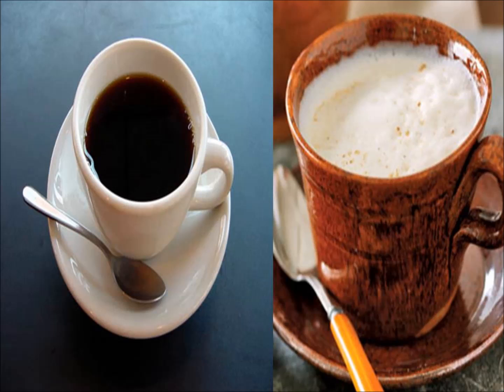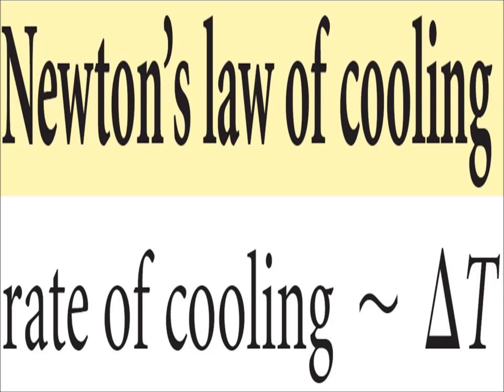A good absorber of energy is a good emitter. A poor absorber is a poor emitter. That's the rule. So the white coffee is a poor absorber and a poor emitter, so it will cool off more slowly than the black coffee.